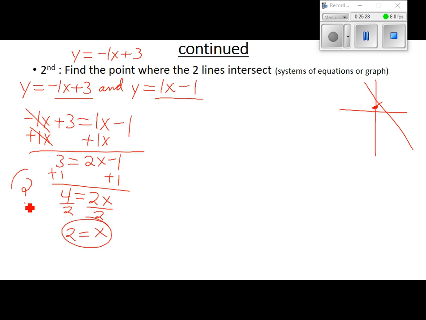The y-coordinate. All we're going to do is take this 2 and come back up here anywhere and plug it back in. I'm going to plug it in right here because that looks pretty easy. So y equals 1 in place of x. What am I going to stick in there? I figured out x was 2, so I'm going to stick 2 right in there. What's 1 times 2? 2 minus 1. So what's the y part of the ordered pair?